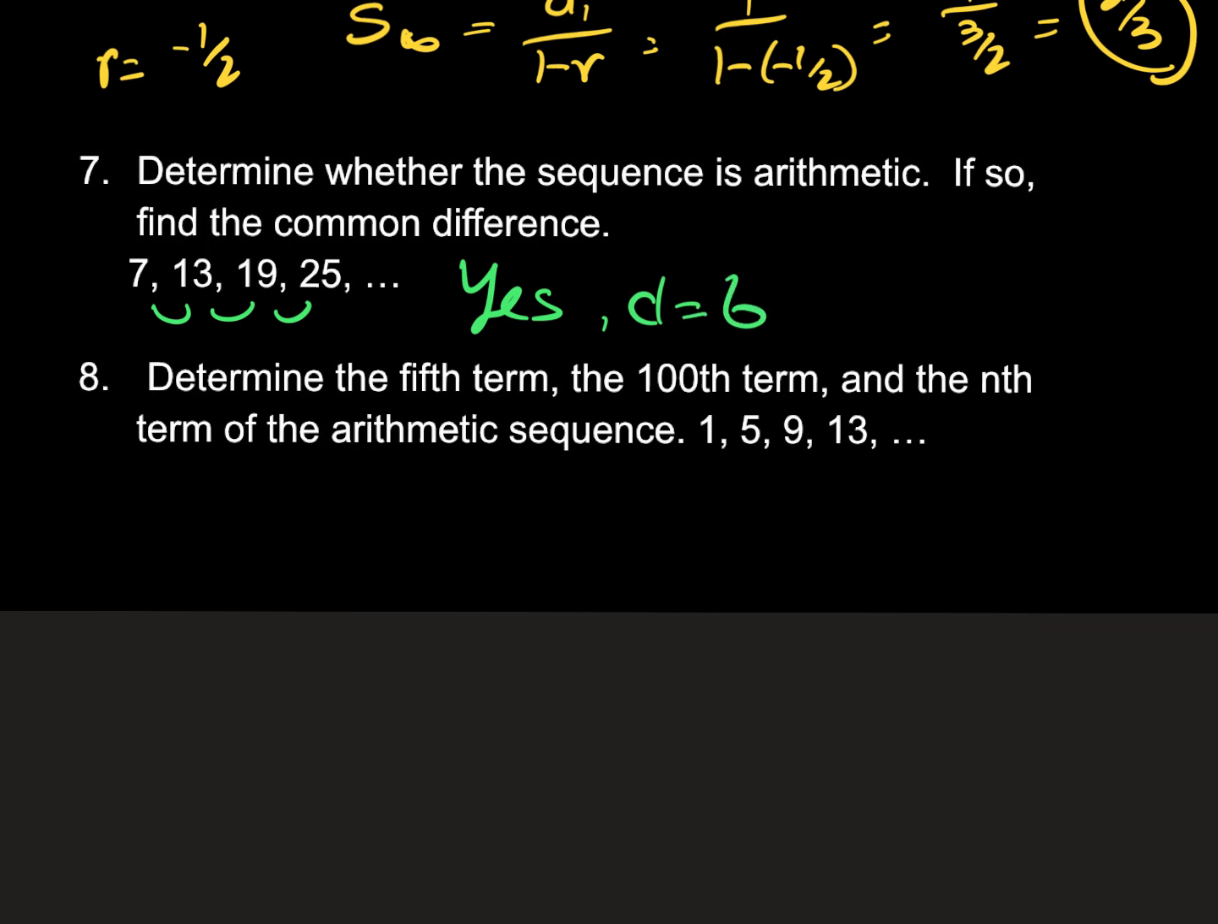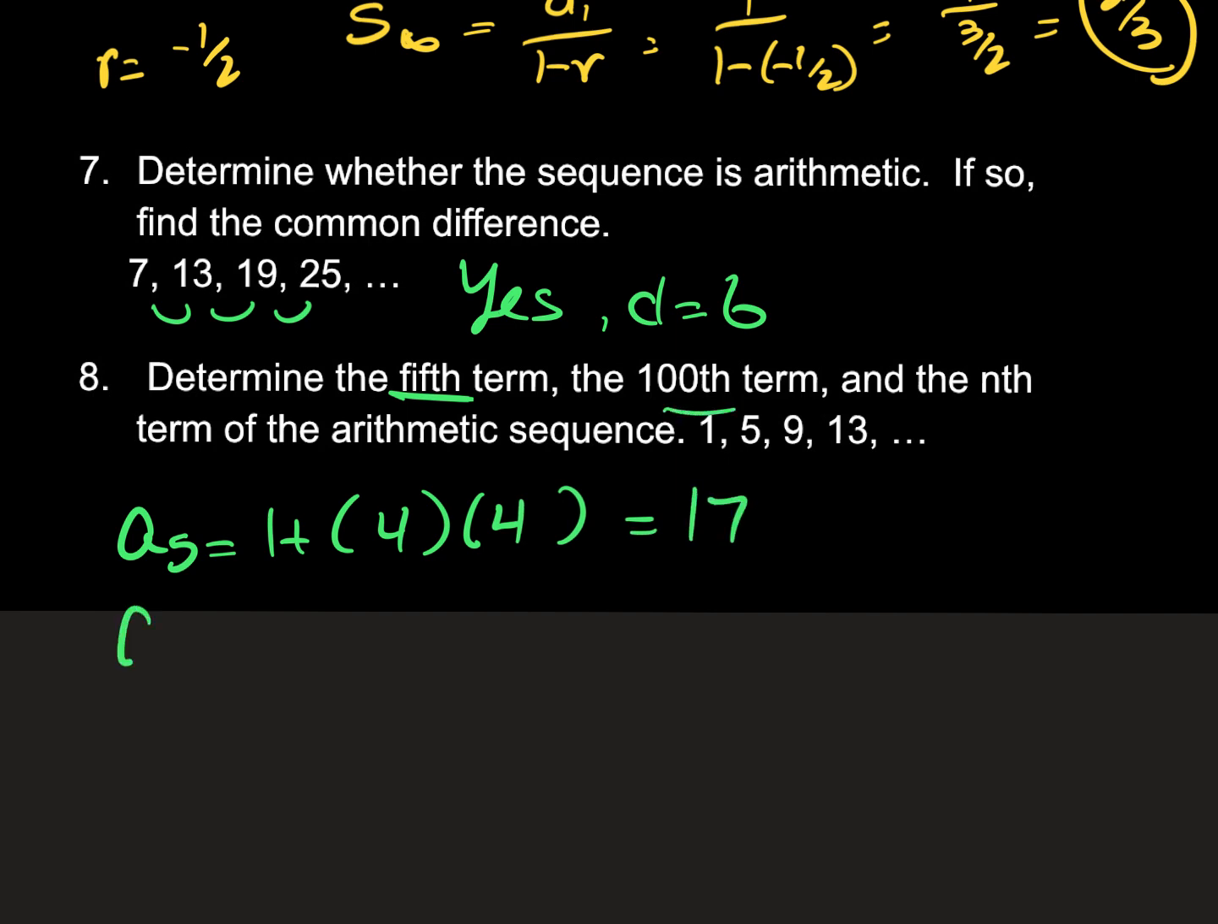Number 8, find the 5th term, 100th term, and the nth term. So this is telling you it's arithmetic. To find the 5th term, you do the first term plus n minus 1 times d. Because we're looking for the 5th term, n minus 1 is 4. The difference is also 4, so just add those up, you get 17. Then it says find the 100th term. The 100th term is the first term plus n minus 1, which would be 99, times d, which is 4. So I'm doing 99 times 4 plus 1, getting 397.